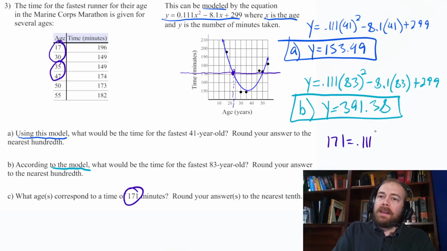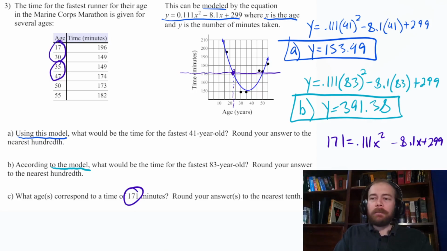171.111, and now we use x because we don't know what x is. We're trying to figure out what x is. Minus 8.1x plus 299. Can you see all that? You can. Okay. So then we want to try to solve this, and we would use the quadratic formula.